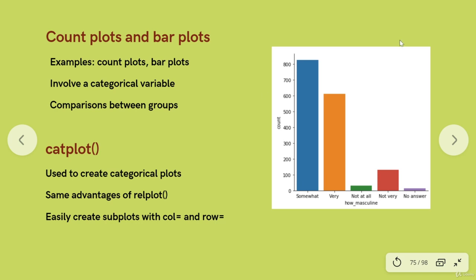Like for example, this plot which you can see on the right is comparing the level of masculinity of the people, like somewhat masculine, very masculine, not at all masculine, not very, no answer, or whatever case it is. That's the comparison between groups which is being facilitated. Like earlier when we plotted for smokers and non-smokers, it was a comparison that was happening between smokers and the non-smokers group. Now, so far, with the help of matplotlib library, we have been using plt.count and plt.bar for different type of count and bar plots.